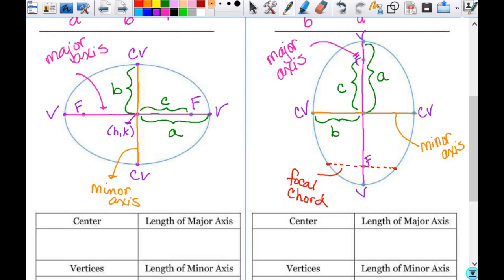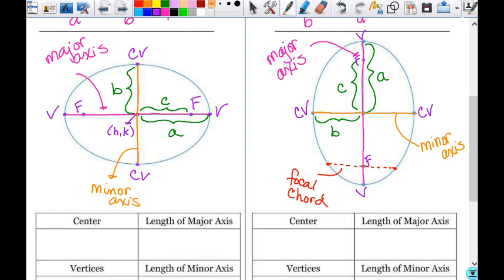Okay? Good question. So notice vertex, focus, center, focus, vertex. They're all lined up. Same thing here. Vertex, focus, center, focus, vertex. So if I give you a focus and a vertex, and I just tell you here's a vertex point, here's a focus point, you should be able to plot them and tell me if it's horizontal or vertical, at the very least, because you would know how they have to line up. Okay? Good question. Anything else?